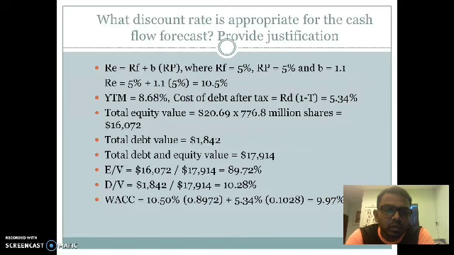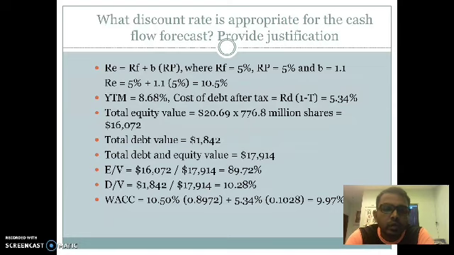For cost of debt, the yield to maturity based on the bond is 8.68% for Southwest Airlines. This is prior to tax, before tax. So the cost of debt after tax is actually 5.34%, using the tax rate of 34%.